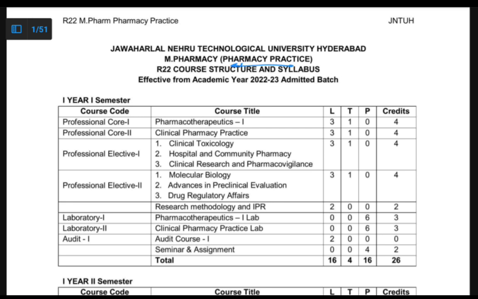In pharmacy practice, we have pharmacotherapeutics, clinical pharmacy practice, clinical toxicology, hospital and community pharmacy, clinical research and pharmacovigilance, molecular biology, advances in preclinical evaluation, drug regulatory affairs, and pharmacotherapeutics lab and clinical pharmacy lab.